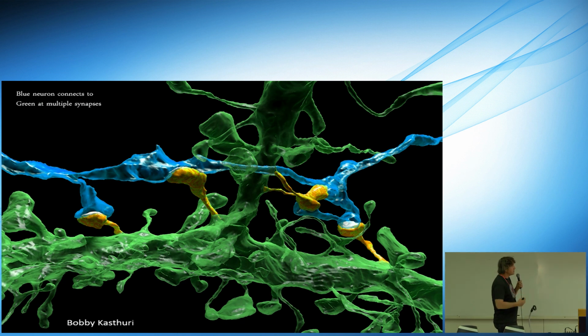And what you see here is a dendrite in green and an axon in blue. And you can see that this axon is connecting to the dendrite in about 5 different places. And these 5 connections, you can imagine this axon is very long. And in this little sliver of a place, it connected already in 5 different places with this dendrite.